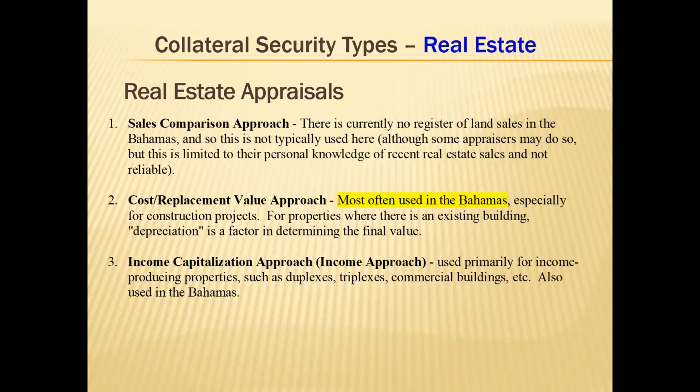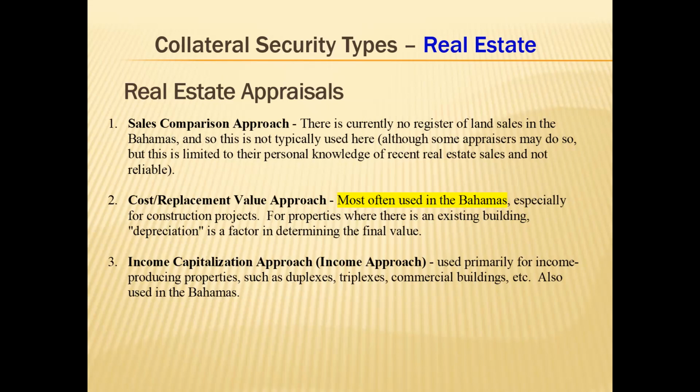Okay, then you have the third approach, which is the income capitalization approach, or the income approach. And this is used primarily for income producing properties, such as duplexes, triplexes, commercial buildings, etc.